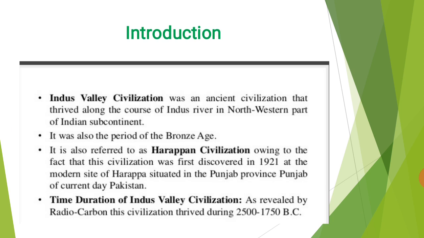In 1921, Dayaram Sahni discovered the Harappan site, and in 1922 R.D. Banerjee discovered the site of Mohenjo-Daro by excavating a mound. Hence Mohenjo-Daro is called the Mound of Death. The Indus Valley civilization period is considered as 2500 BCE to 1750 BCE.